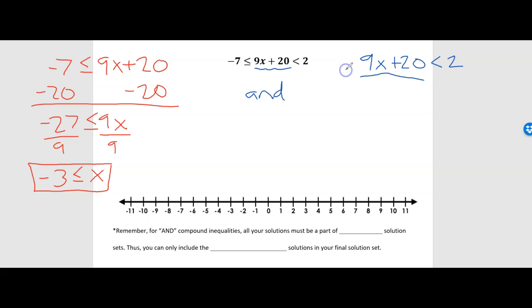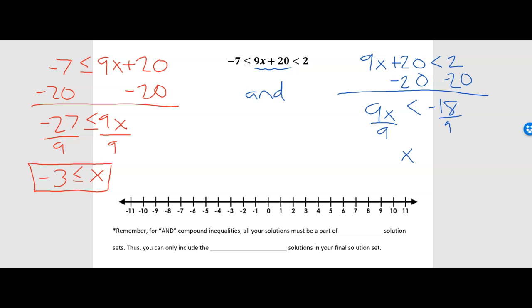Okay, let's solve the other one before we graph. I'm going to subtract 20 from both sides again. So this is going to give me 9x is less than negative 18, divided by 9, and I get x is less than negative 2.